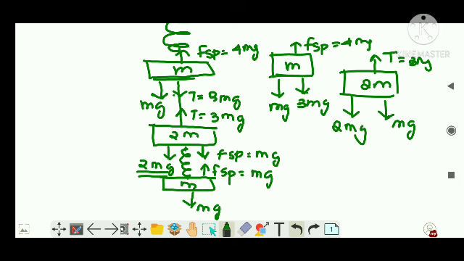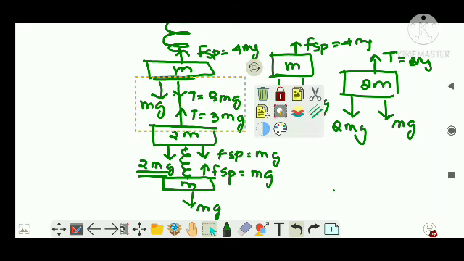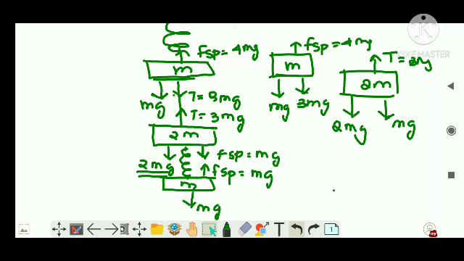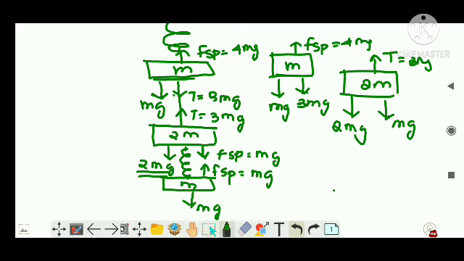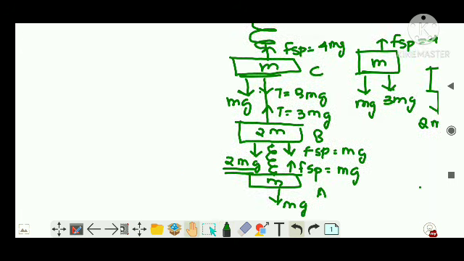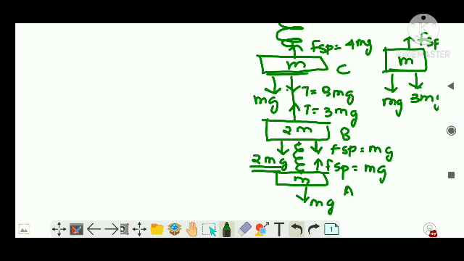Clear? Now what happens is you are breaking this one, right? So the string is removed. Obviously the tension from 3 mg falls to 0 suddenly, right? Let's say this is C, this is B, and this is A. We are going to consider C, B, and A separately, right? After the string is cut.